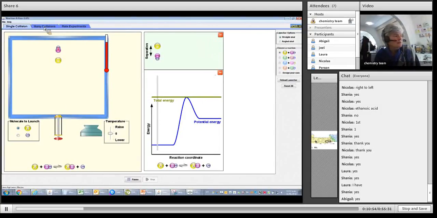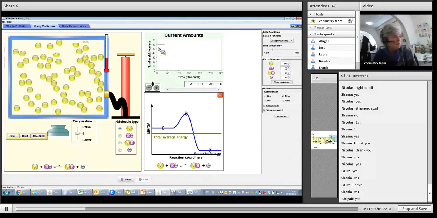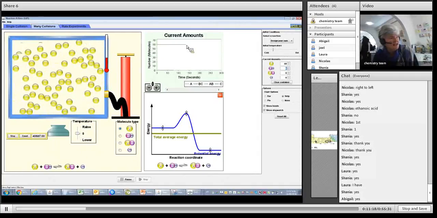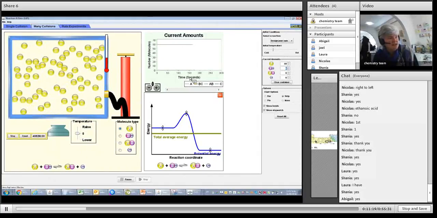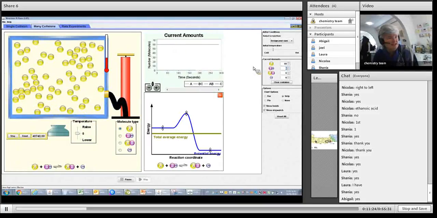So what I'm going to do now is go to many collisions and design my own. What I've got here is a graph showing what's happening with my reactants and my products. If I add in, say, 60 particles of each reactant, so that's reactant A, can you see that's how much I've got? It's already timing it in seconds over here. Okay, so it's my amount in seconds.